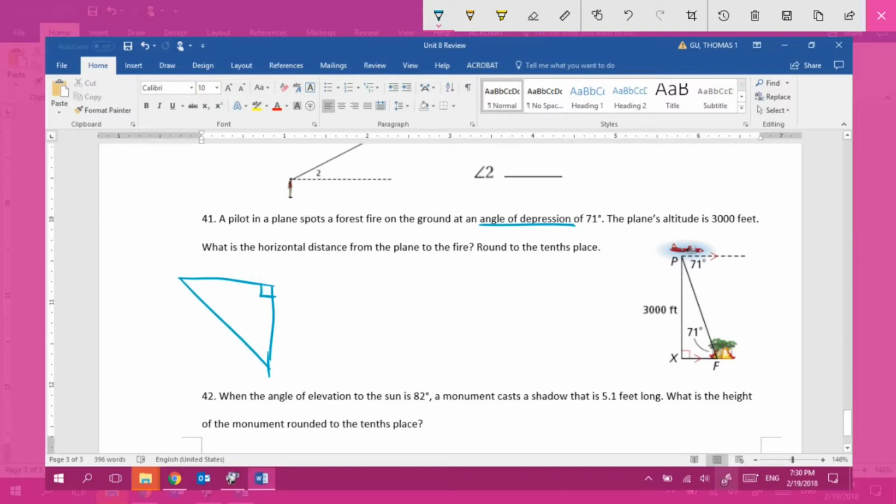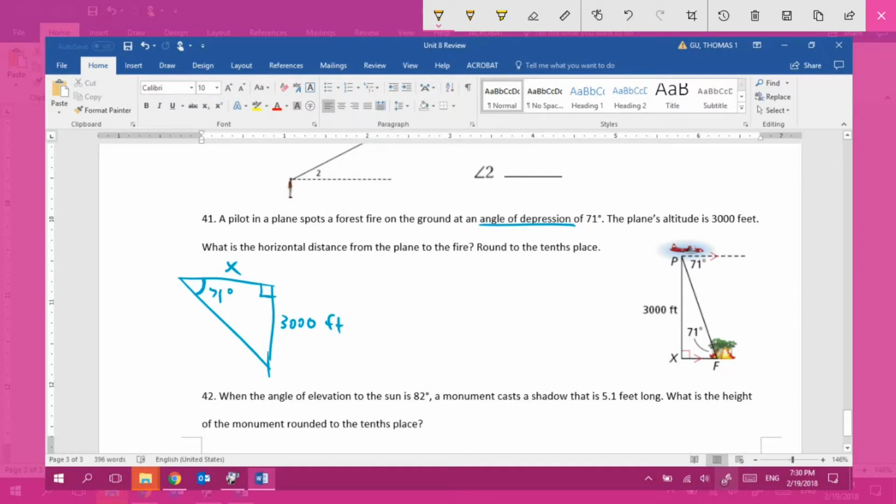The angle of depression is always going to be right here between the horizontal and the line of sight, so that's 71 degrees. And then they tell us the plane's altitude. Altitude is height. That means it's 3,000 feet over here. That's the height. Okay? They want to know the horizontal distance. Which one's horizontal? Is it my hypotenuse or is it my horizontal line? It's the horizontal line, so we're looking for this right here. That's x, okay? Now this picture just looks very simple, okay? It's just defining the missing side, so let's label our sides.